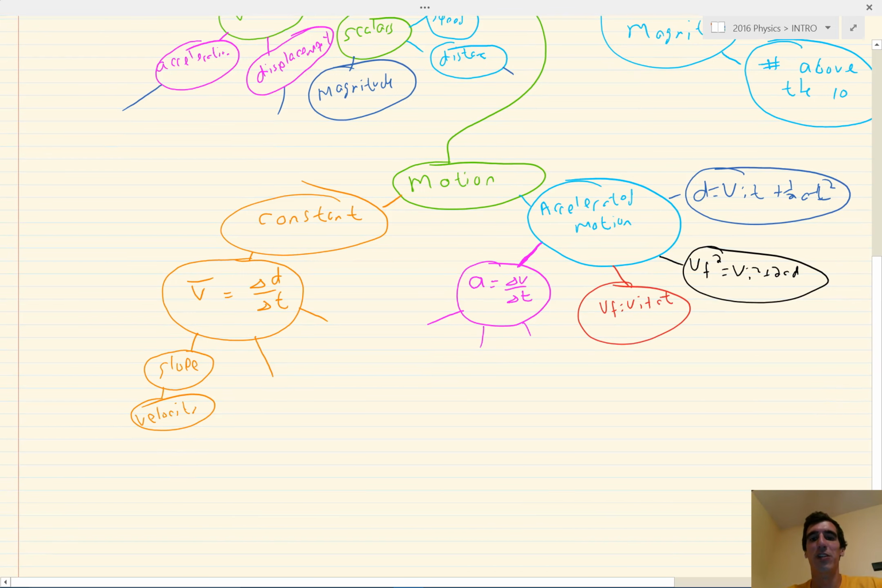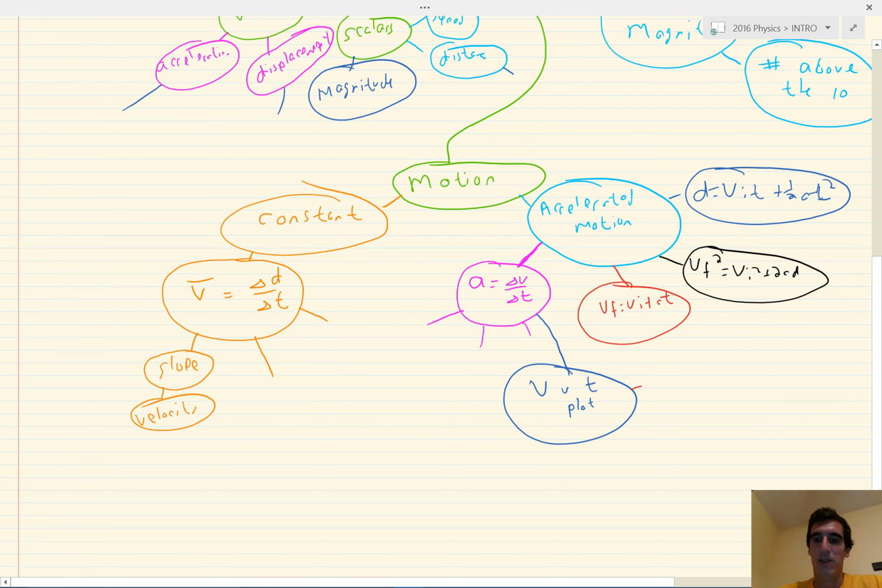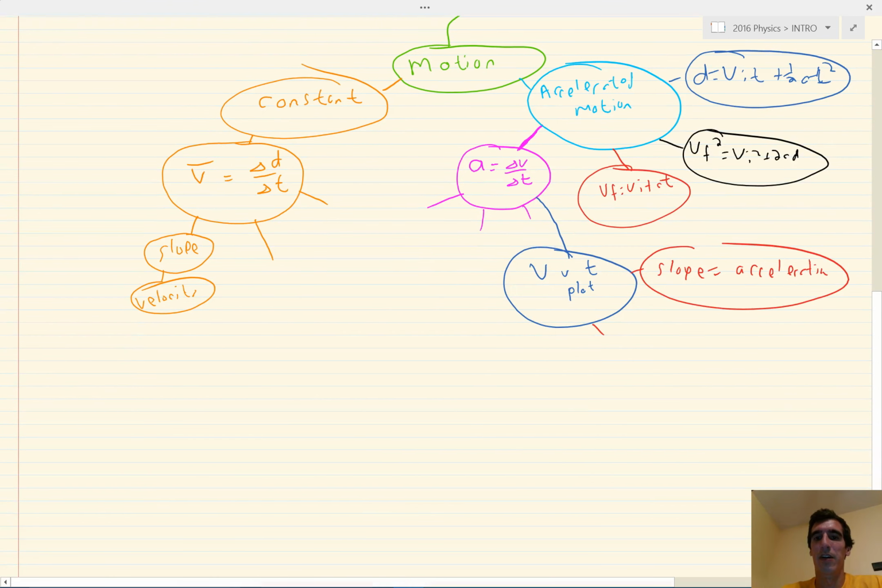From the acceleration equals change in velocity over change in time, we have the velocity versus time graph. So you could say V versus T plot. And we learned that the slope is the acceleration. And the distance is the area under the curve. Area under curve.